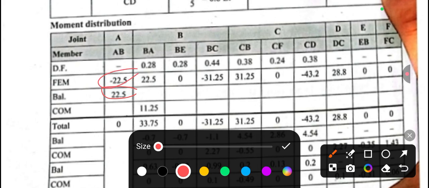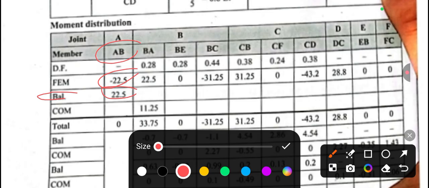So we have a minus 22.5. For the balance we have to do nothing, we just have to change the sign. So we have fixing moment minus 22.5. Okay, you need to understand, listen carefully. For the balance, in the very first step we always have to balance the hinge support. This AB is our hinge support, so we need to balance it. For the balance we just have to change the sign.